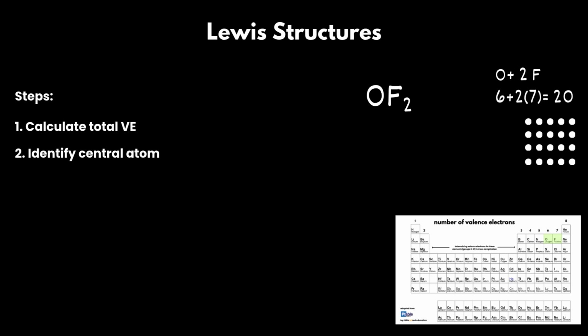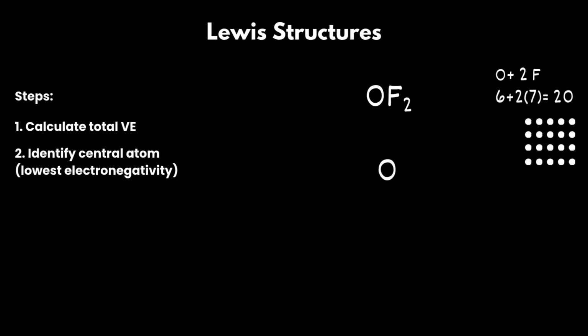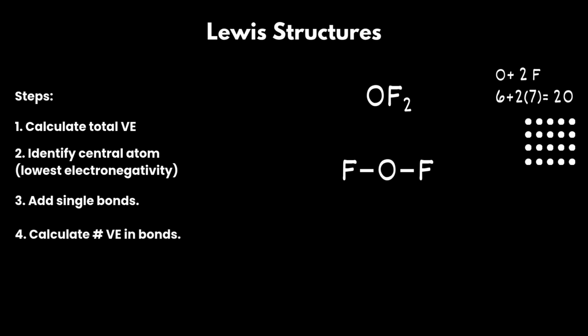Step 2 is identifying the central atom in the molecule, and it's always going to be the atom that has the lowest electronegativity. So this is where it's helpful, again, to have that periodic table. In this case, oxygen has the lowest electronegativity, so it will be in the middle, and we're going to place the fluorine atoms around it. Next, we're going to draw the bonds between those atoms. So we'll draw a dash to represent the bond between each fluorine atom and oxygen, and we'll calculate the number of valence electrons present in those bonds, which would be 2 pairs of valence electrons or 4 total.